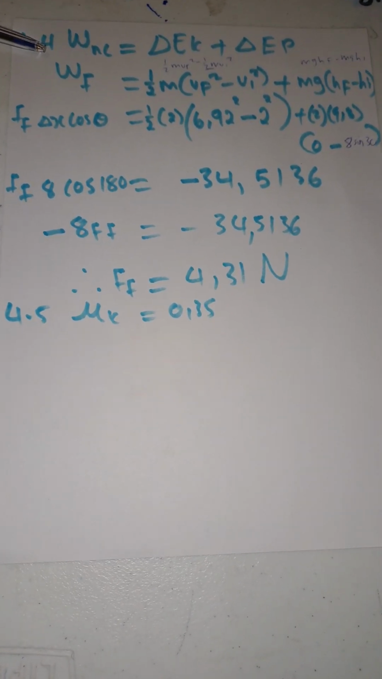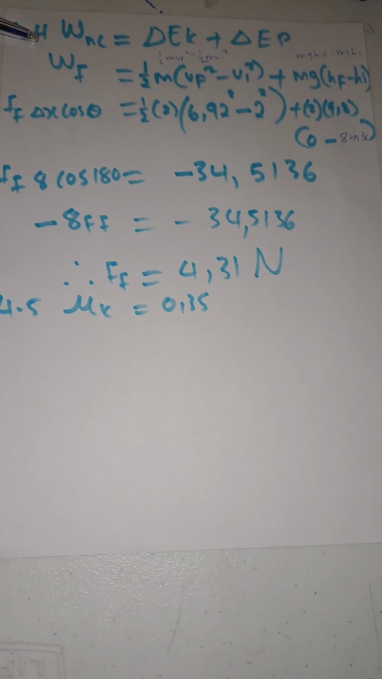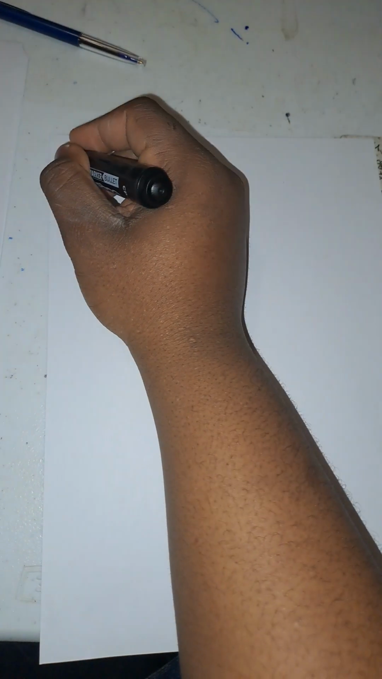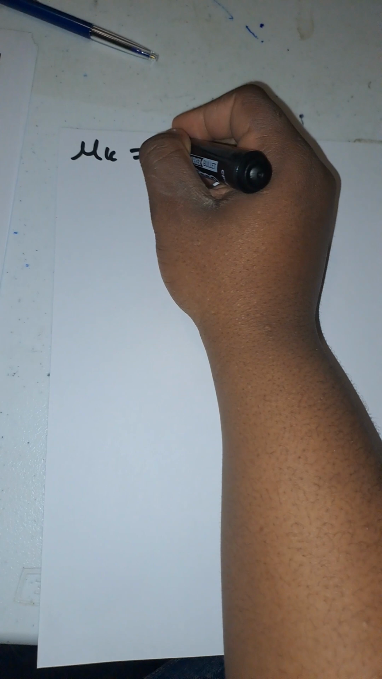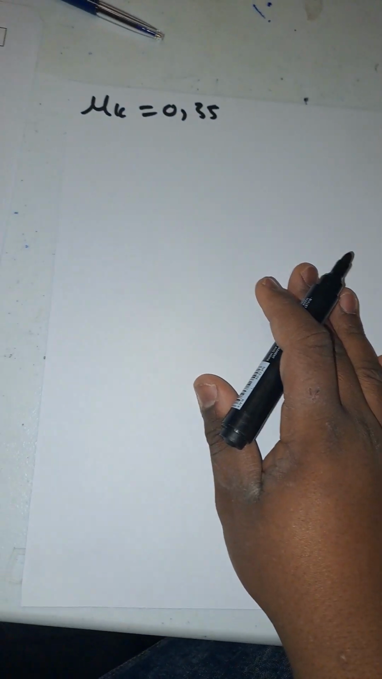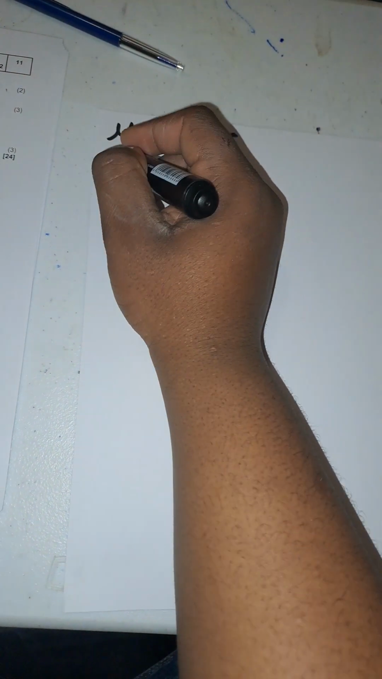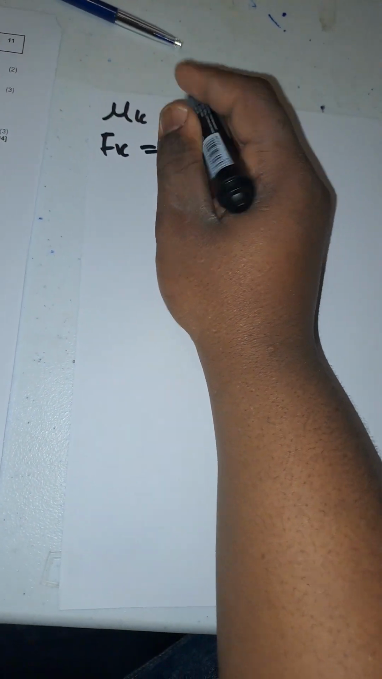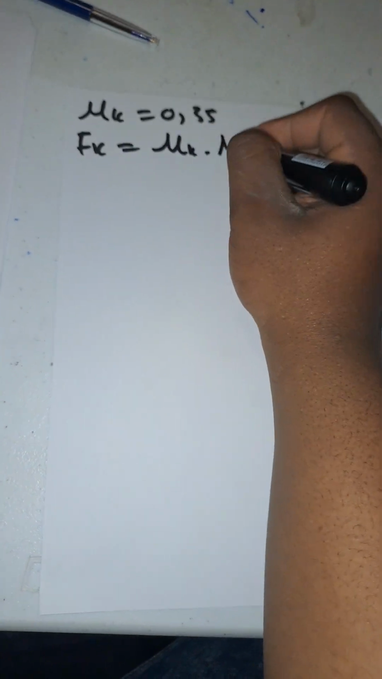Now check what I'm going to do. I'm given my μk as 0.35. I took a new page because now I can simply calculate my kinetic frictional force as it is going there. It is equal to μk times the normal force.